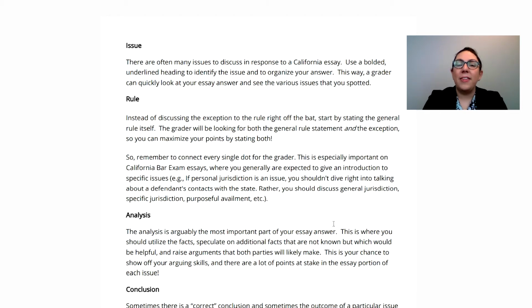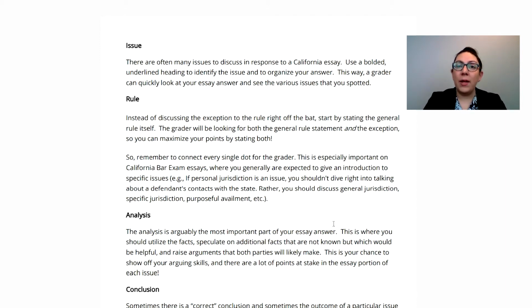So first of all, the issues. There are often a lot of issues on the California essays, and even when they give you more guidance as to what to discuss, like we saw in that civil procedure question, issue spotting is still a huge part of the California essays. So identifying the issues correctly and making the issues stand out to the grader is so important.